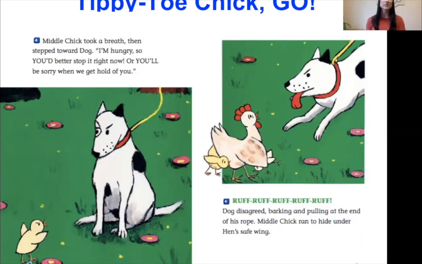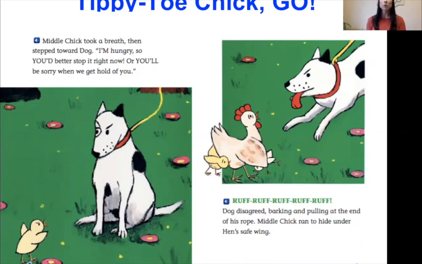So Middle Chick was the next one to try to help. Middle Chick took a different approach. He was not as nice as Big Chick. Middle Chick threatened the dog. The author used capital letters here to show emphasis on how upset Middle Chick is by making sure the dog knows that it will be sorry when they get a hold of him.